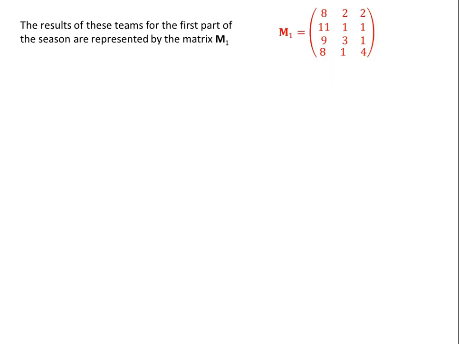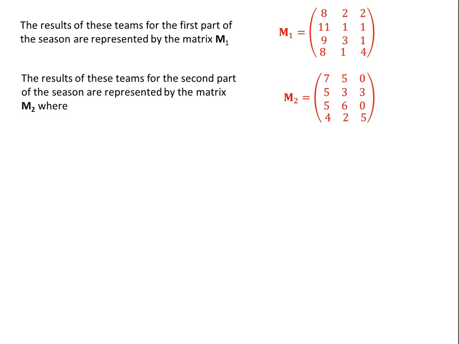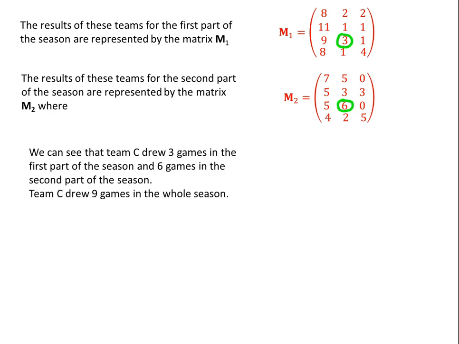So there is our matrix for the first part of the season again. And here is the matrix for the second part of the season. Now, if we have a look at this, for instance, the 2 circled entries there mean that in the first part of the season, Team C drew 3 games, and in the second part of the season, Team C drew 6 games. So altogether, Team C drew 9 games during the season.